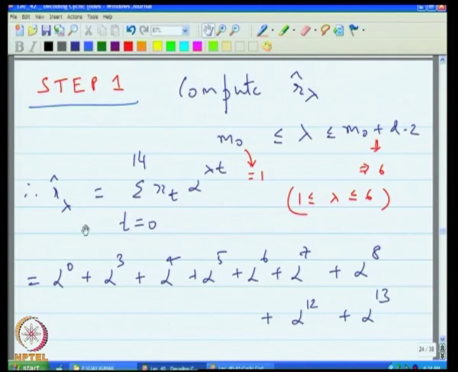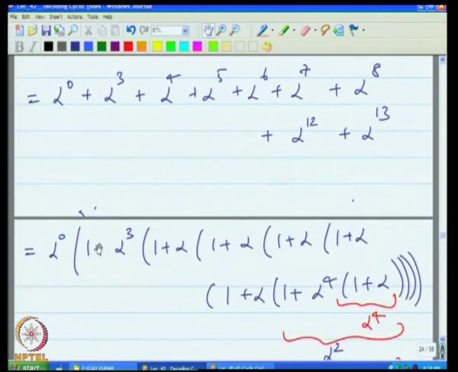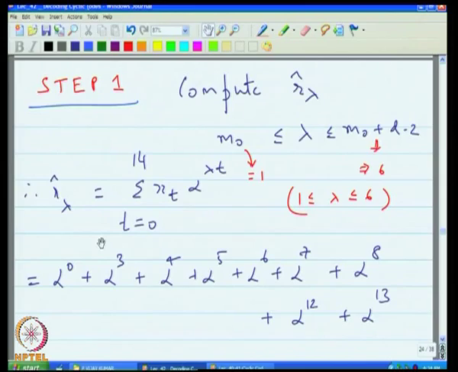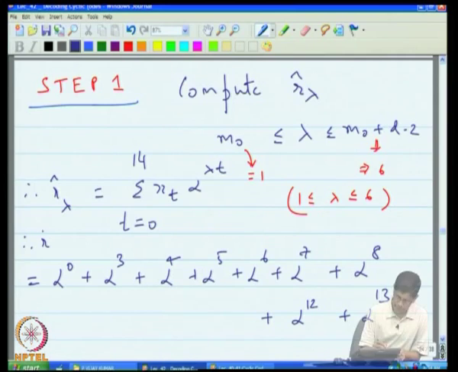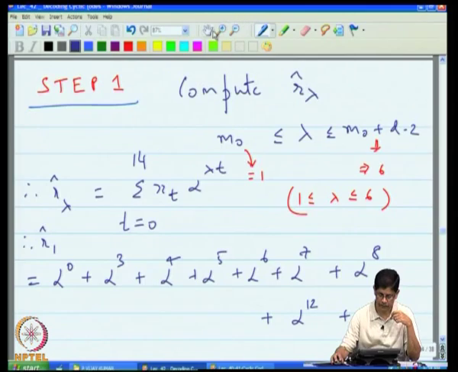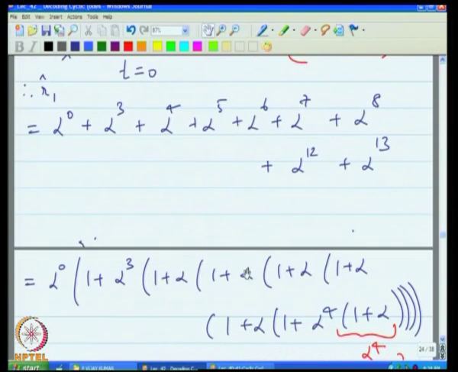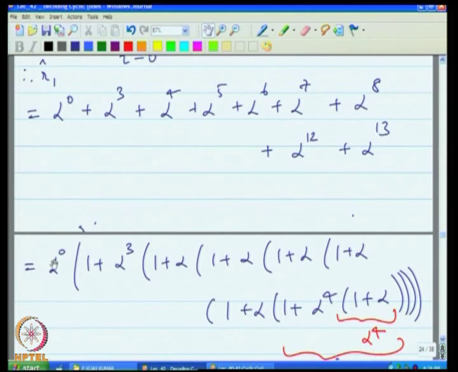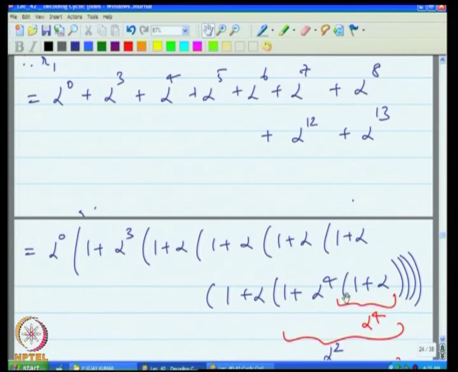So, supposing you want to compute this, therefore, r hat of 1. So, if you set lambda to be 1, that is you are computing it for the first frequency in this range, then that gives us alpha to the 0, 3, 4, 5, 6, 7, 8, 12, 13. You can use Horner's method to compute it. So, that is alpha 0 into 1 plus alpha 3, 1 plus alpha 4, alpha 5, alpha 6, alpha 7, alpha 8, alpha 12, alpha 13. Okay, so, this is Horner's method to actually compute this.